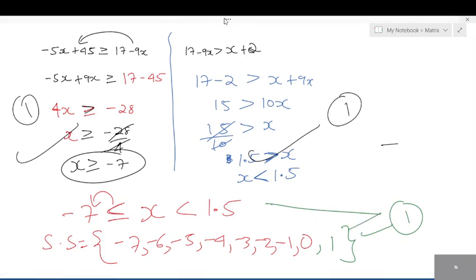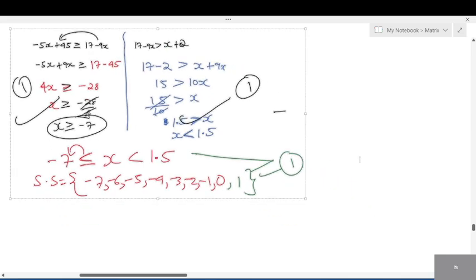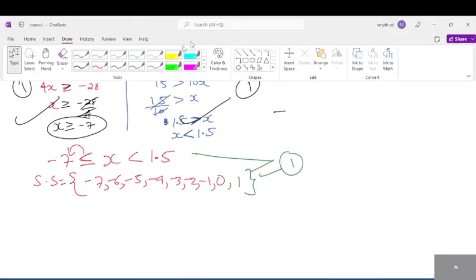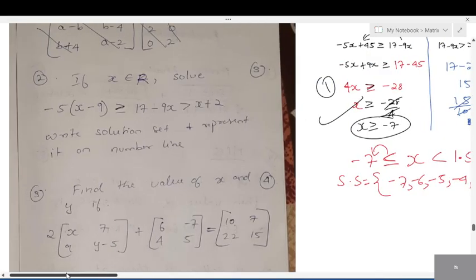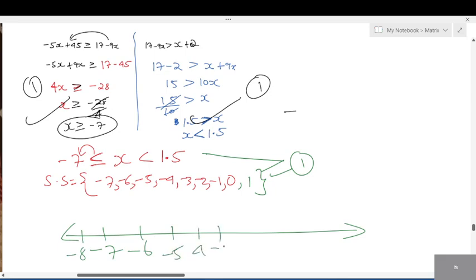Total 3 marks done. Next, the fourth one, one more mark you'll get for the number line. And for the number line, you have to refer to what kind of value. What does x belong to, students? X belongs to R. For R, how do you draw a number line? For R, yes, take up to -8, -7, -6, -5, -4, -3.